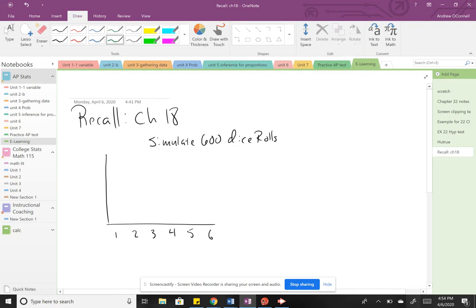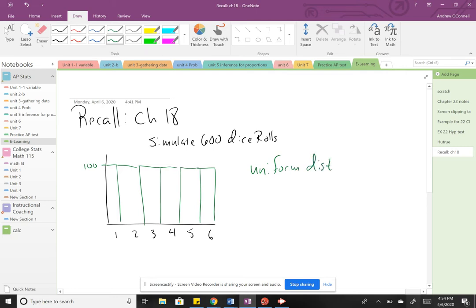by simulating 600 dice rolls. And that means we thought that we'd have something looking like a uniform distribution, where if we're rolling a die 600 times, we should think that we're getting right about 100 of each of the six. It's a uniform distribution because they're all the same. So just make note that it's definitely not a normal curve.